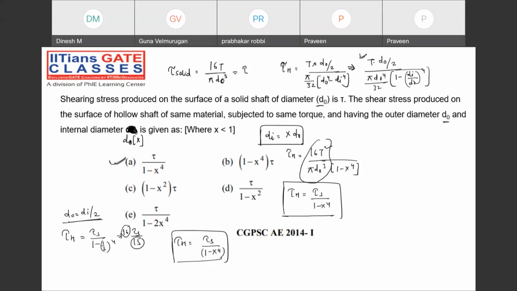For the same space limitation, the space limitation is the same because the outside diameter is the same. Power transmitting capacity is also going to be the same because now you have applied the same amount of torque. But the capability of the hollow shaft is not enough to bear what the solid shaft can bear, the torque.